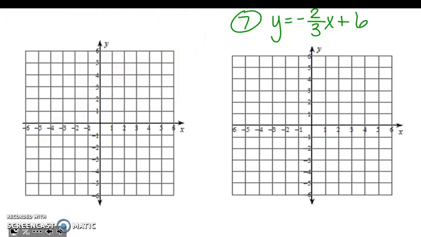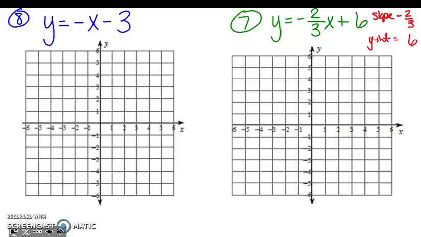So I'm going to put 7 over here and I'm going to put 8 over here. I need you guys to work on both of those. So my slope on number 7 is negative 2 over 3. My y-intercept is positive 6.